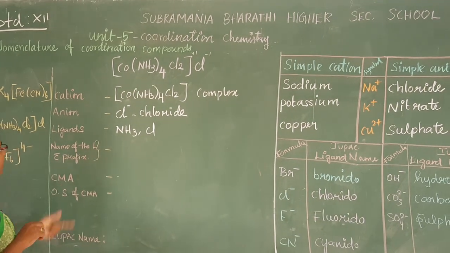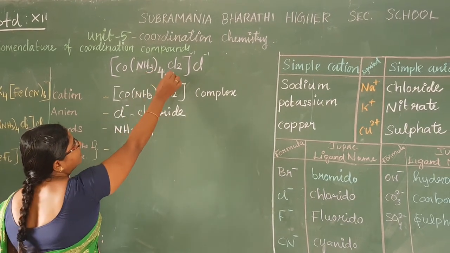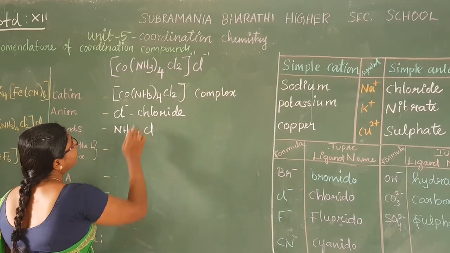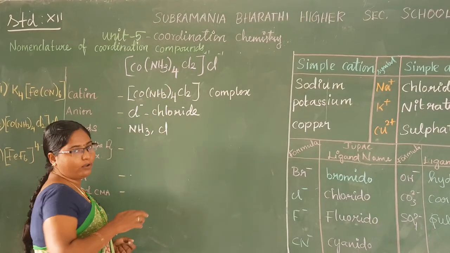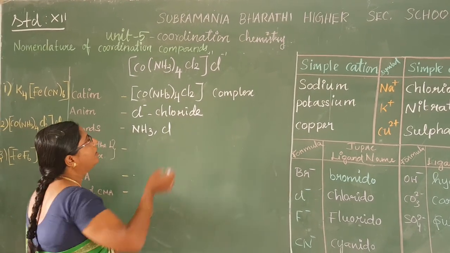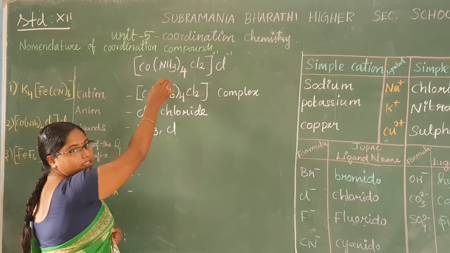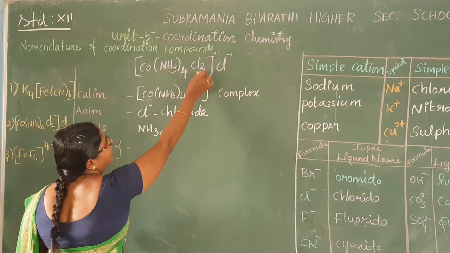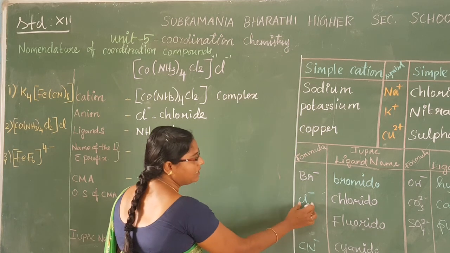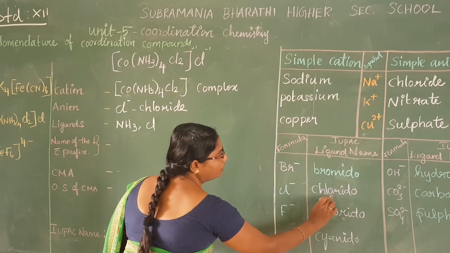I am going to name the ligand with a prefix now. Since it is a neutral ligand and this is the anionic ligand, how will I name these ligands here? 4 means tetra, 2 means di, 3 means tri, 4 means tetra. In this way I have to name here. So tetraamine, here NH3 which is nothing but the amine group, and dichlorido. Since it is an anionic ligand, Cl minus, it will end with O. So it is called chlorido.